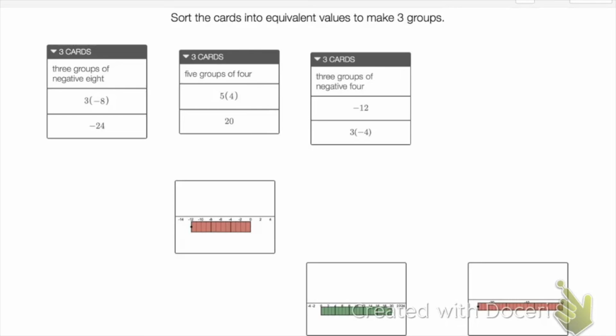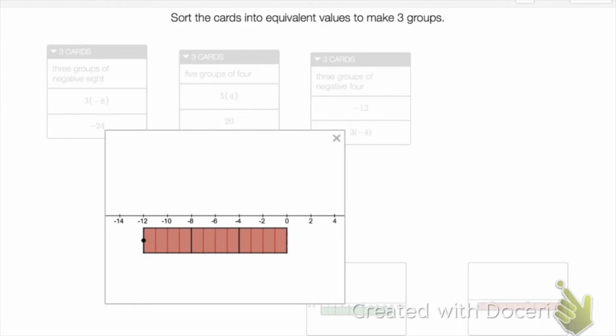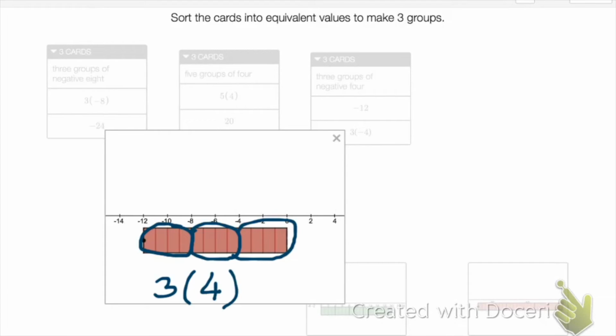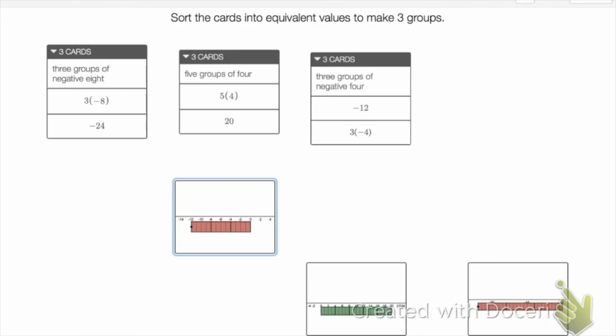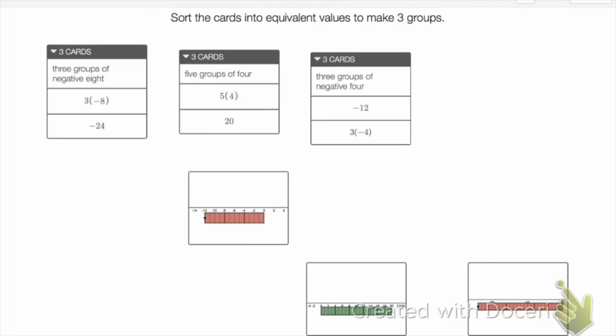Now let's take a look at this picture right here. What do you see? You see right here we have 3 groups. And for each group it is 4 bars. So this is 3 groups of 4. So we're gonna move this to 3 groups of 4.